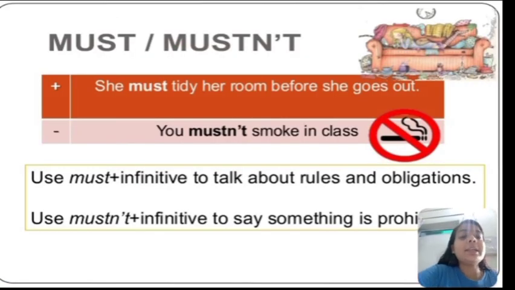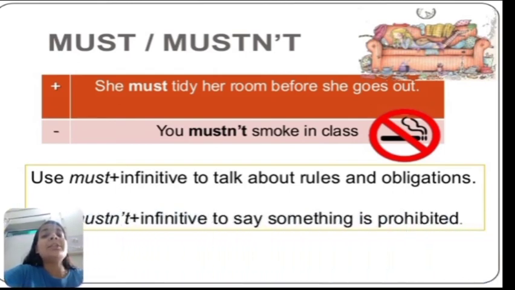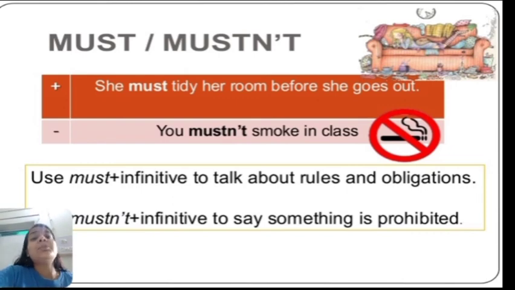As you can see here, when we use must with an infinitive, we talk about rules and regulations, like you must come in proper uniform to school. Here it is talking about rules and regulations. But if we use the negative form of the modal with an infinitive, we use it to say something which is prohibited, like you must not smoke in a public place. You must not eat during the lecture. So this is how you express that something is prohibited.